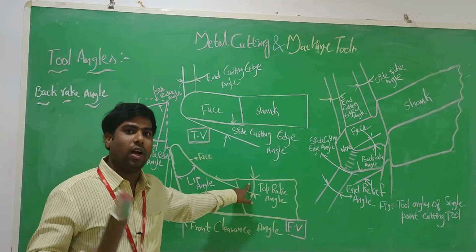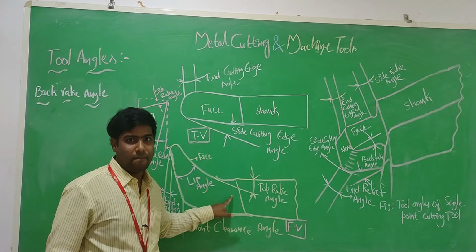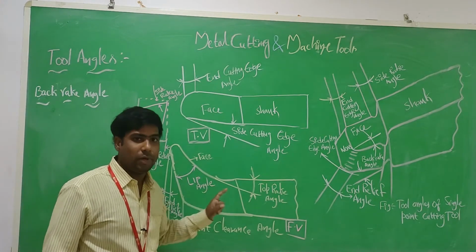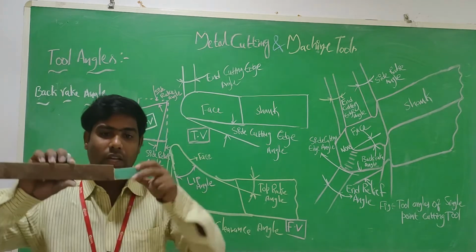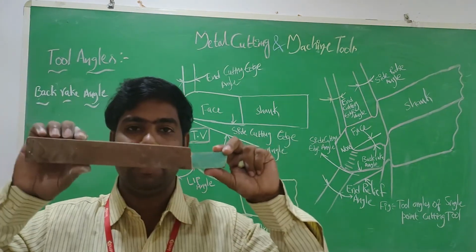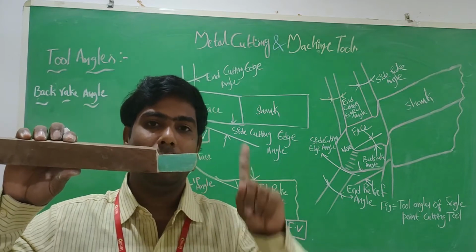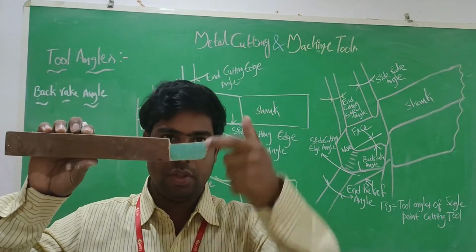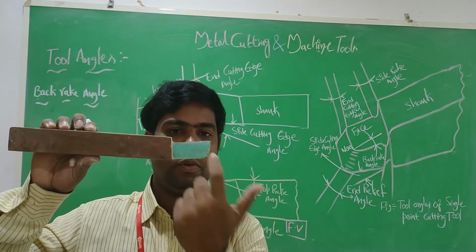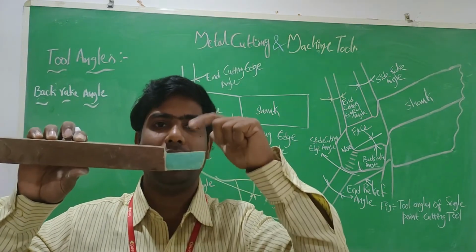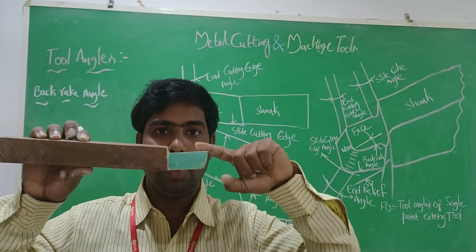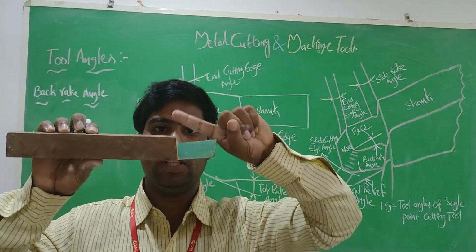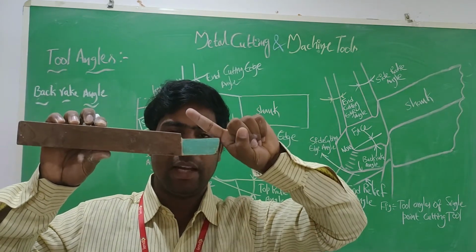Back rake angle is also called the top rake angle. Right? So in front of you, you are observing the top rake angle. This is the cutting tool, single point cutting tool. What is back rake angle? Back rake angle means this is the angle between the face of the tool, according to your point of view and according to my point of view, and the plane parallel to the base. So this is the angle, the back rake angle.